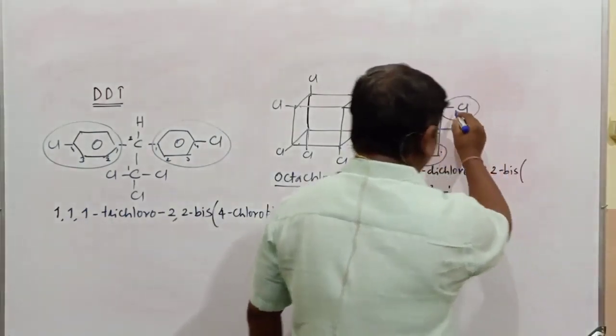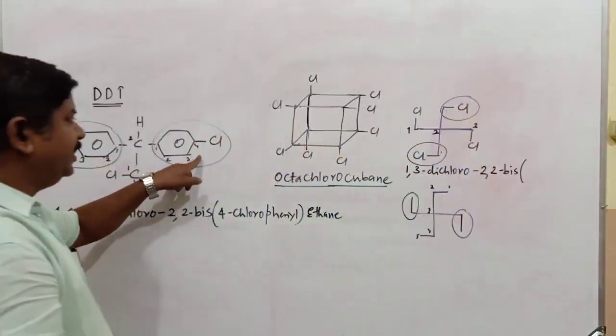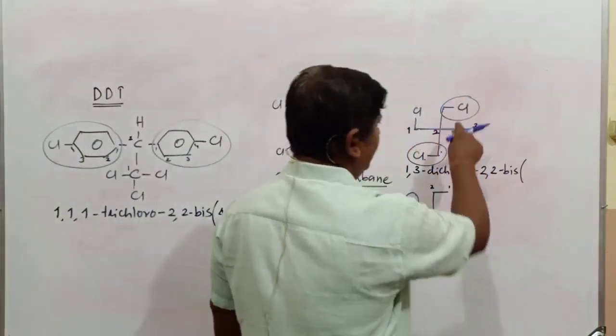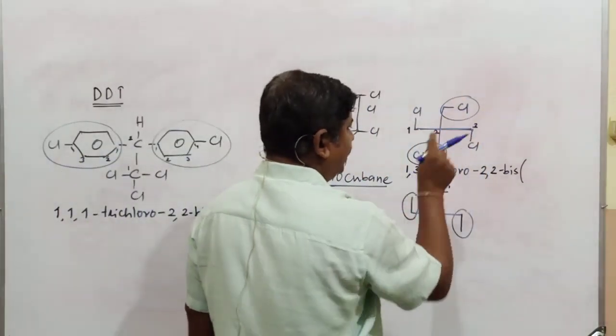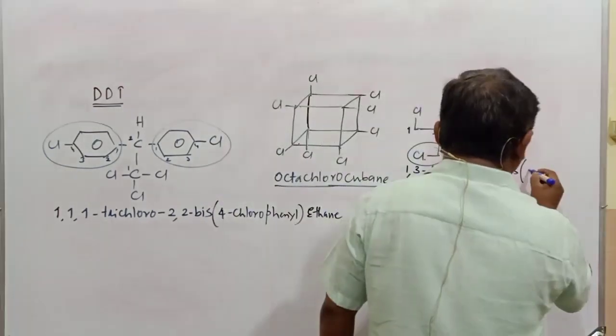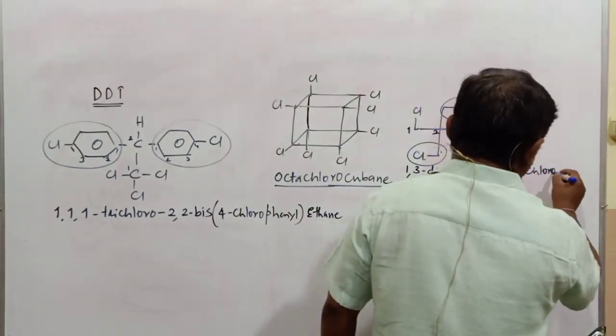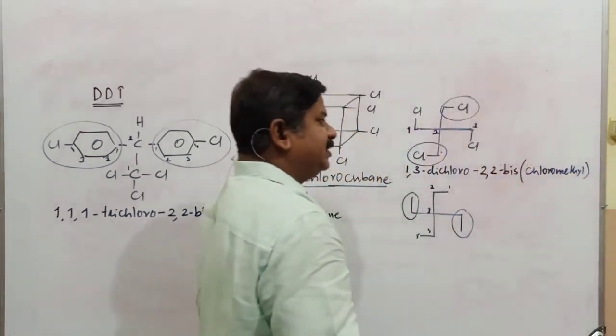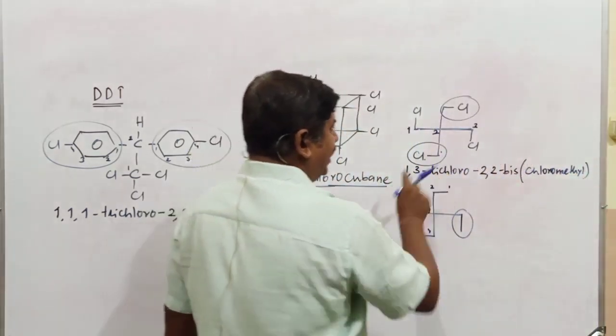Bis should be used when similar groups are present on a particular carbon atom. What is the name of this group? Here it was called 4-chlorophenyl. And what is the name of this particular substituent? Chlorine with a CH2 group is called chloromethyl. This group is referred to as chloromethyl. Methyl is used because of the presence of a single carbon atom.